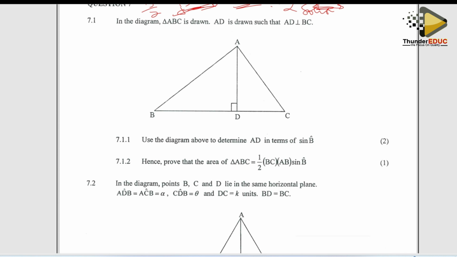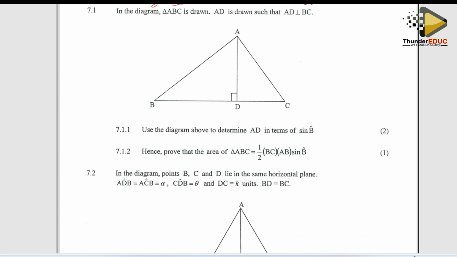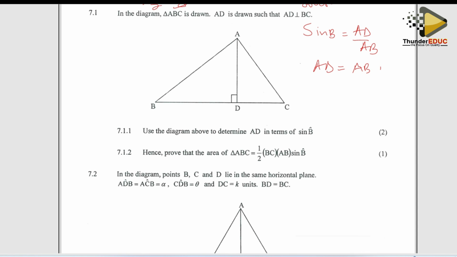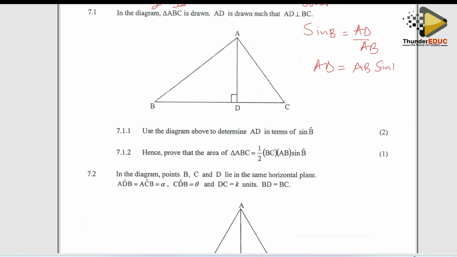Question number 7, the diagram ABC is drawn. AD is drawn such that those 2 lines are perpendicular. Determine AD in terms of that. So we can say that the sine of B is equal to the opposite, which is AD, over the hypotenuse, which is AB. The question wants AD. So which means AD is going to be the same as AB sine of B.